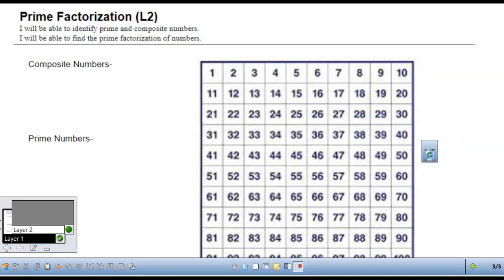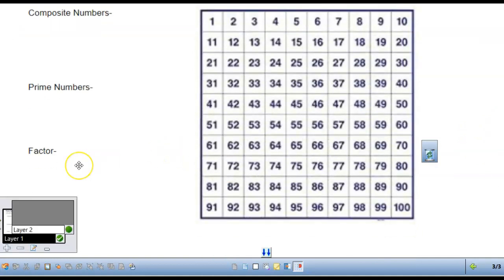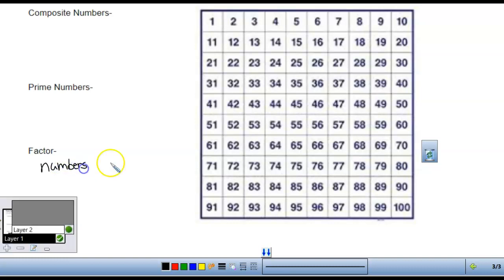I have to scroll down a little bit, right here to factor. Alright, I'm going to write what a factor is. Numbers that divide another number.